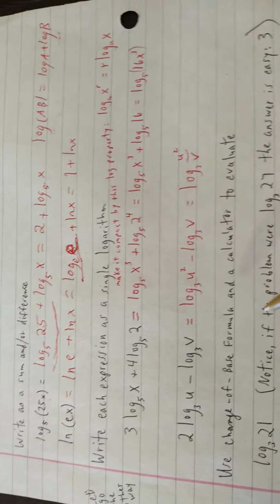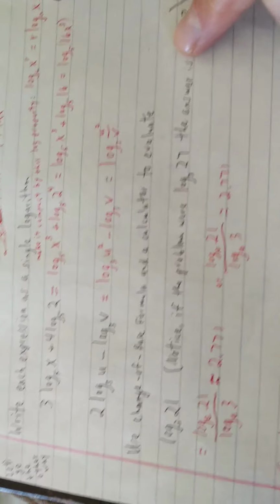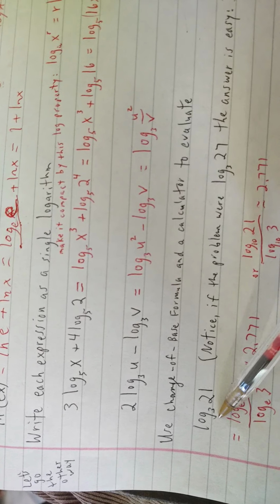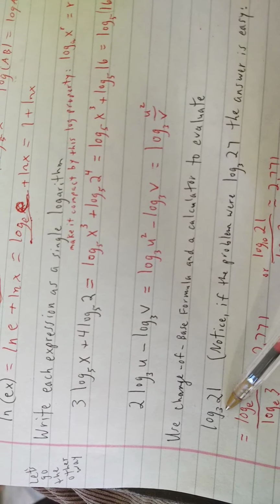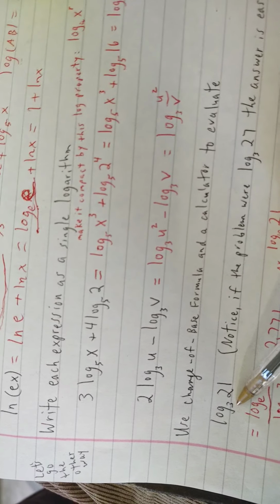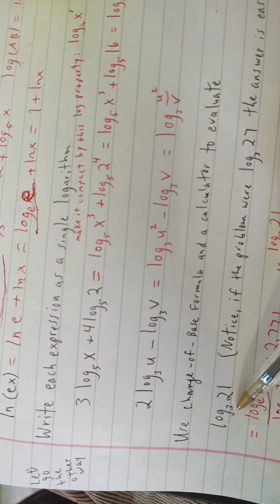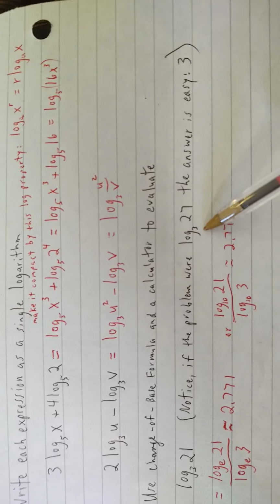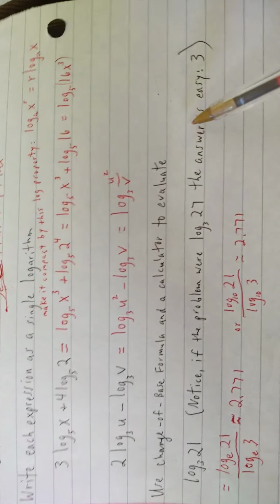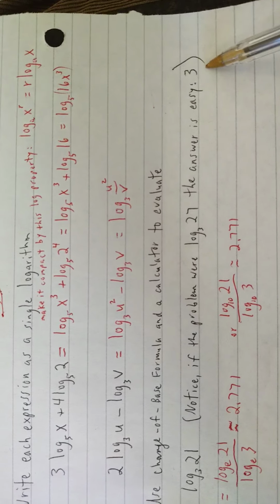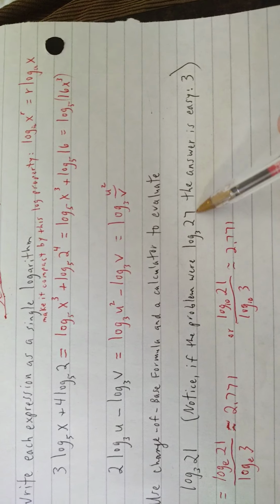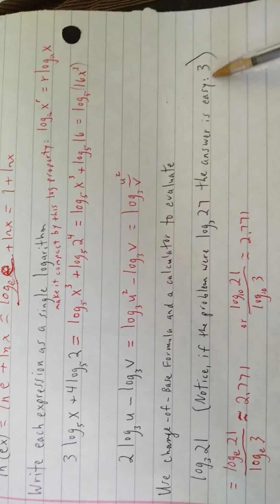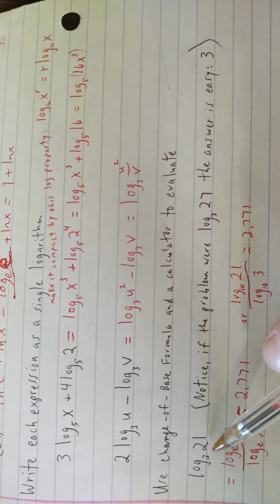So that one's done. Let's use the change of base formula. If we want to solve this, your calculator doesn't have a log button with a base 3, only log buttons with base 10 or e. By the way, I just did this for fun. If the problem were log base 3 of 27, you could answer that without a calculator. The answer is just going to be 3 because logs are the power you raise the base to get the argument. 3 to the what power gives you 27? 3. But notice 21 is not a power of 3.